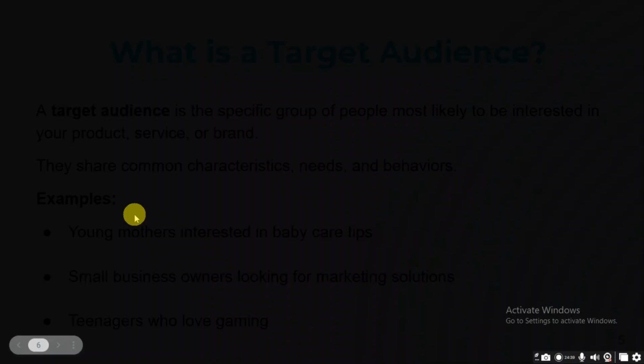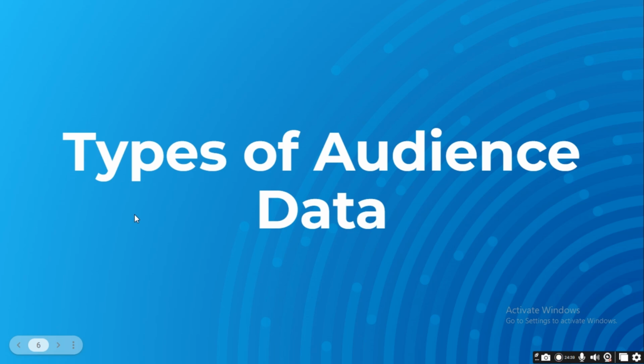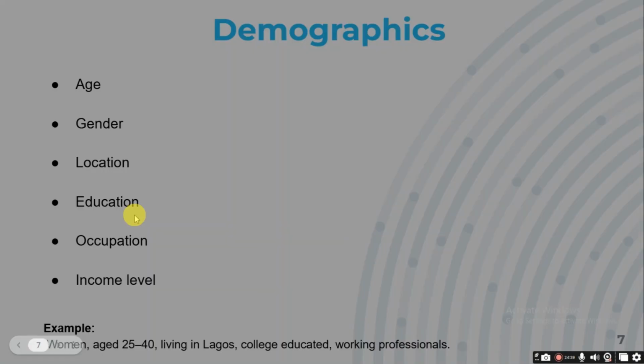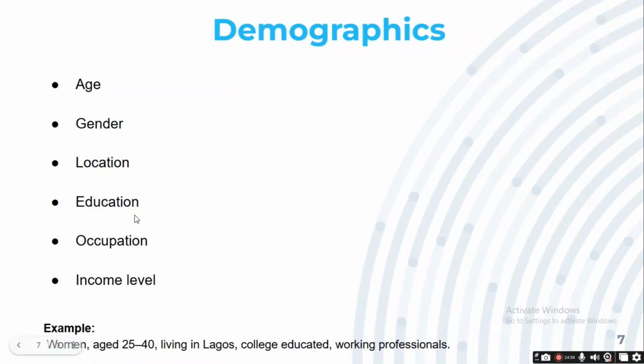The 3 types of audience information. To understand your audience, you must collect 3 types of information. A. Demographics, who they are, basic facts about their identity: age, gender, location, education level, occupation, income. Example: women 25 to 40 years old, urban areas, college educated, working professionals.